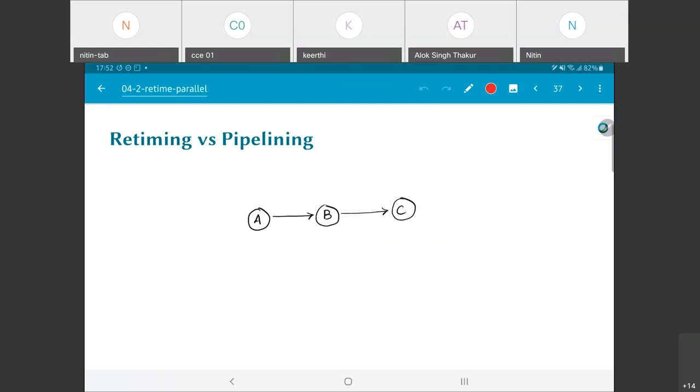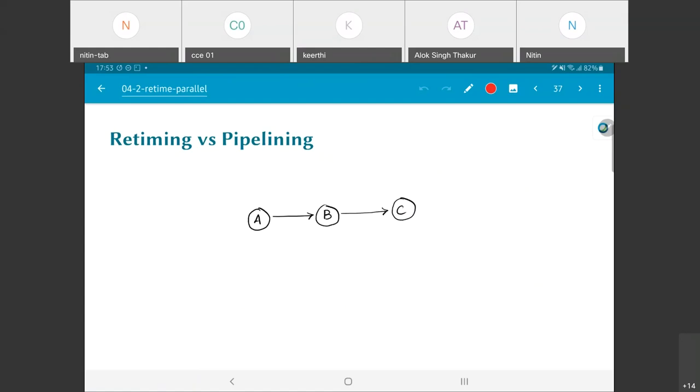Now, how do I think of pipelining this particular graph? One way that I can think about it is, what does it mean to say that A is a source? Effectively, the implication of saying that A is a source is that it is free to execute at any point in time. I have no restrictions on when A can execute.